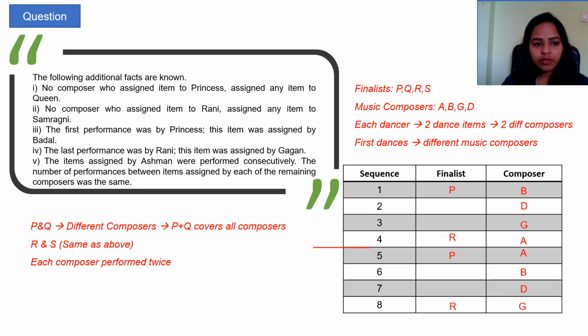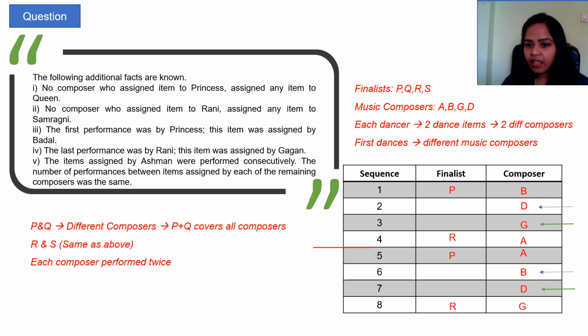P and Q are of different composers, and P plus Q should cover all the composers, and same with R and S. So we also know that the sequence repeats, so this means that sequence number 2 and 6 should be performed by the same finalist. The same is the case with 3 and 7.